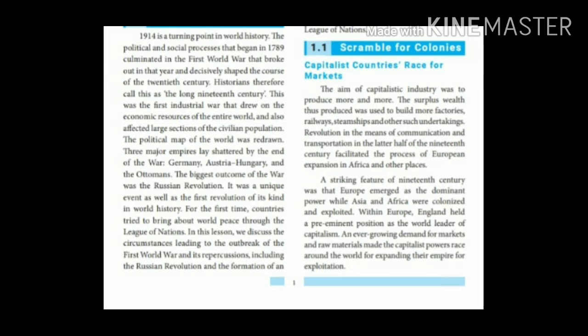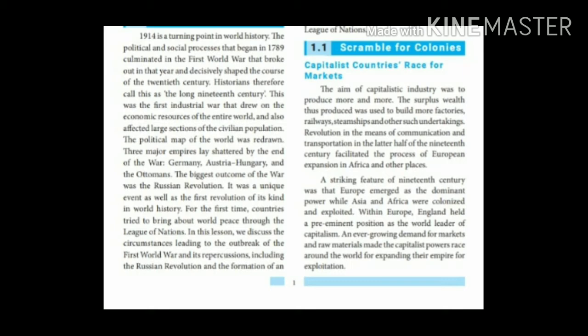See, students, first paragraph. The First World War, 1914 to 1918, is a turning point in world history. All the countries entered the World War. Historians call it the long 19th century and the beginning of the 20th century, affecting a large industrial civilian population. Three major empires lost the war: Germany, Austria-Hungary, and the Ottomans. The Russian Revolution ended the empire. Now this lesson discusses the League of Nations, including the Russian Revolution and the International Peace Organization.